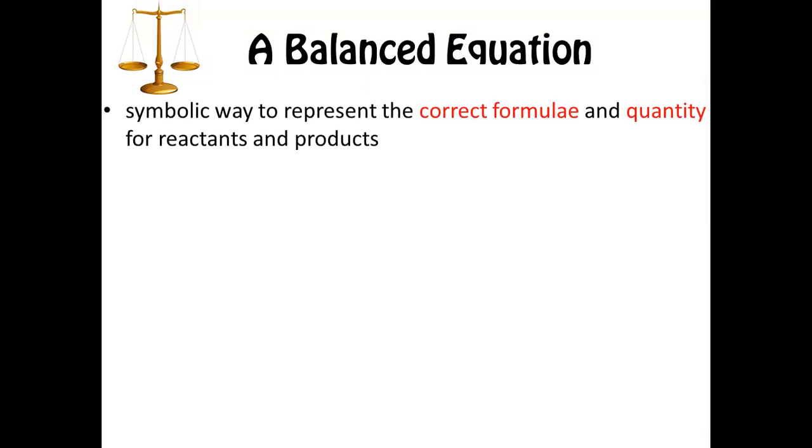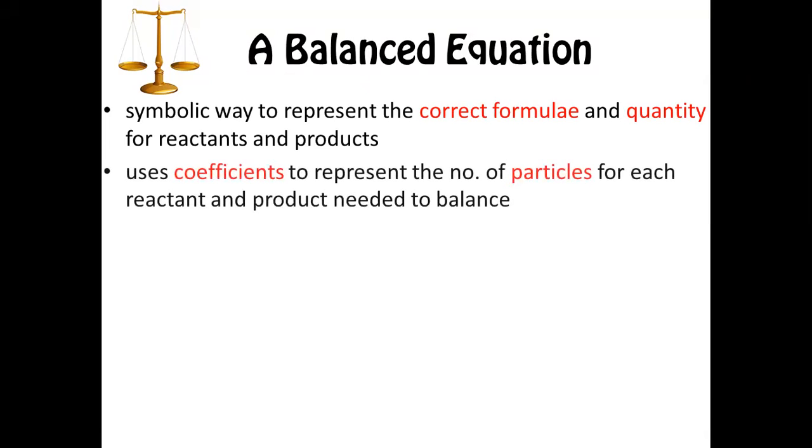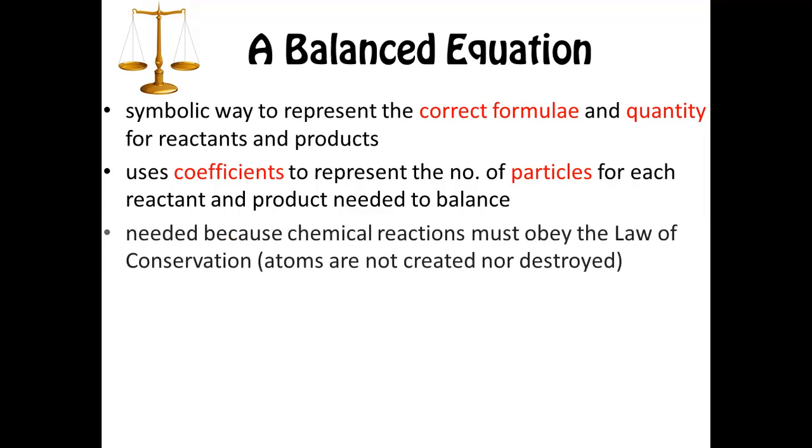Well, it's a way to use symbols to represent the formula for every reactant and every product in a chemical reaction. What it's going to do is use something called coefficients, which we've been introduced to before. Coefficients represent quantities. Specifically, we might want to think about them as being the quantity of particles. And there's a definite reason for it. Every chemical reaction has to obey this fundamental principle called the law of conservation, which means we don't create atoms, we don't destroy them. We simply rearrange them to create new chemicals.